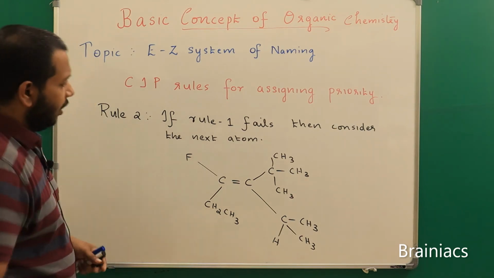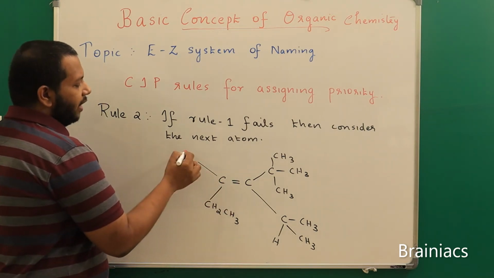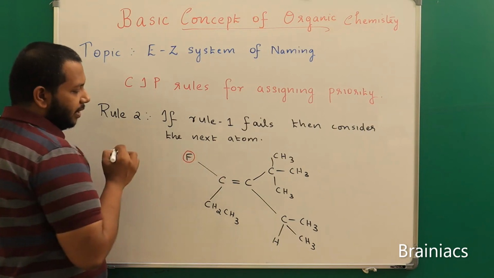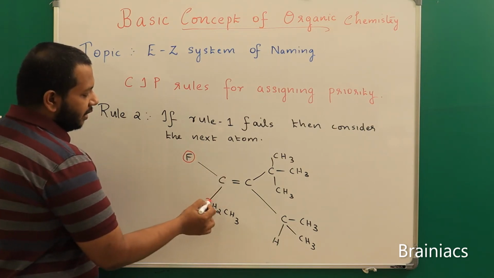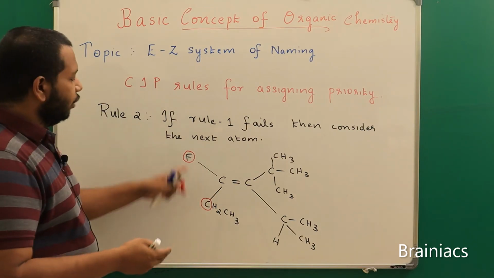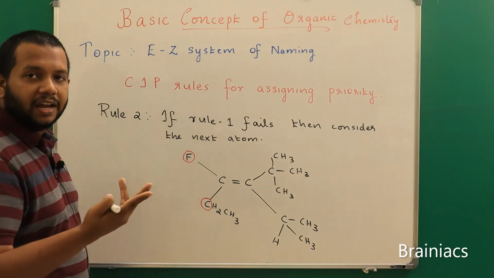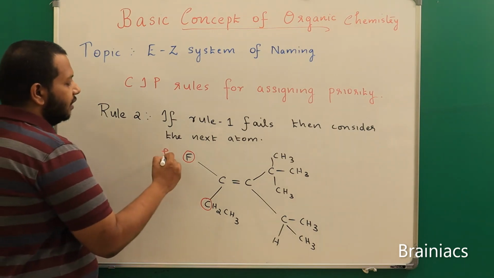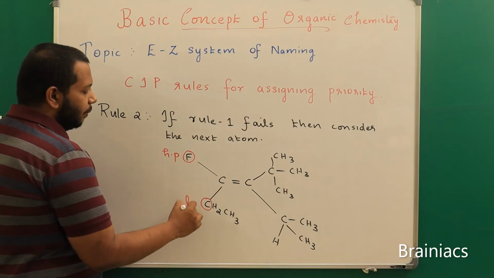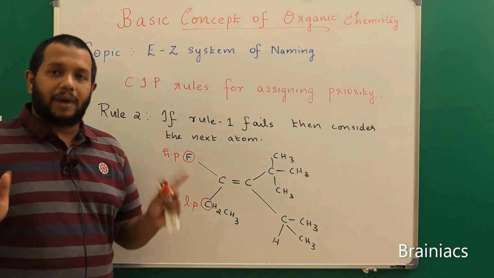Let's see here. Taking the first carbon atom, one atom is fluorine, to which the sp2 hybridized carbon atom is connected. The other is connected to carbon. So here rule 1 itself we can apply. There is no need to go to the next atom. Fluorine and carbon, who has the higher atomic number? Fluorine. So we say this is high priority and this is low priority. There is no violation of rule 1.